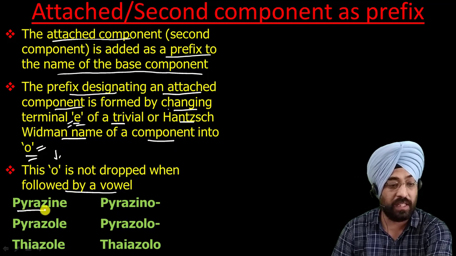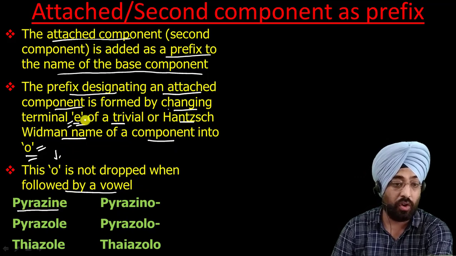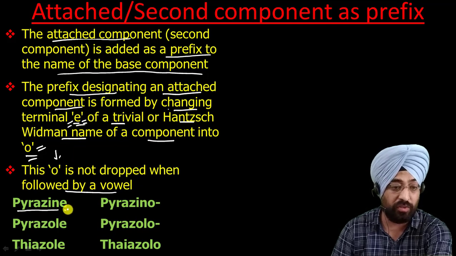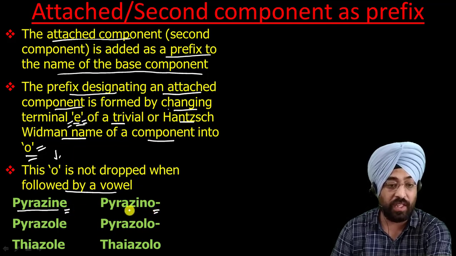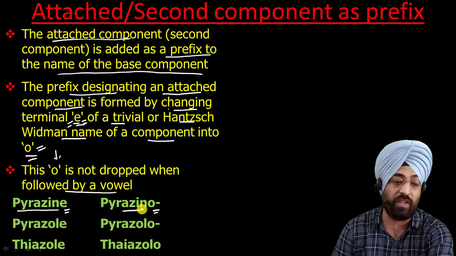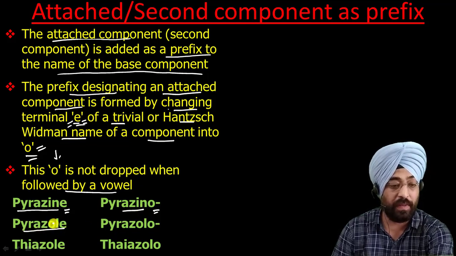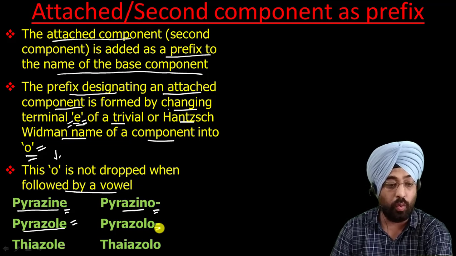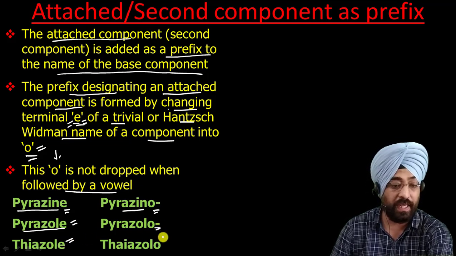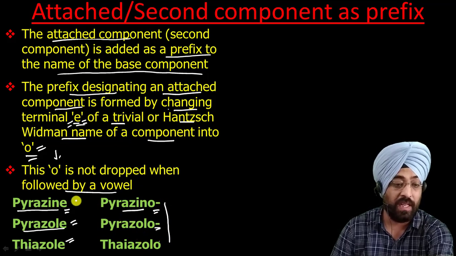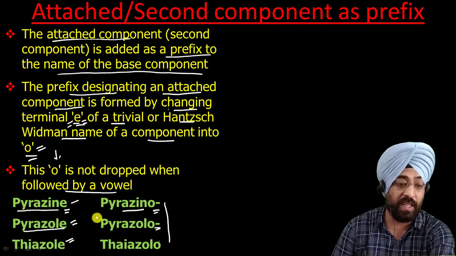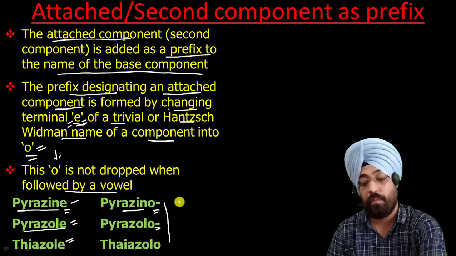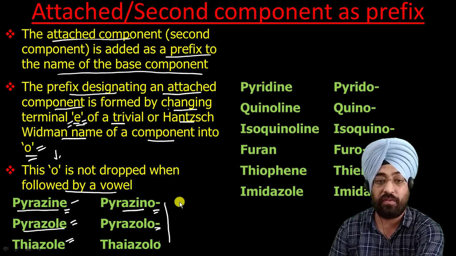Similarly, if the attached component is pyrazine, this rule says drop the last e and replace it by o. Remove this e, replace by o, its prefix will be pyrazino. Suppose the attached component is pyrazole, then its prefix will be, remove this e, replace by o, pyrazolo. Thiazole, remove e, attach o, thiazolo. That is how we find the prefixes, by replacing the last e of a trivial name or a Hantzsch-Widman name with o. But there are a few exceptions to this.